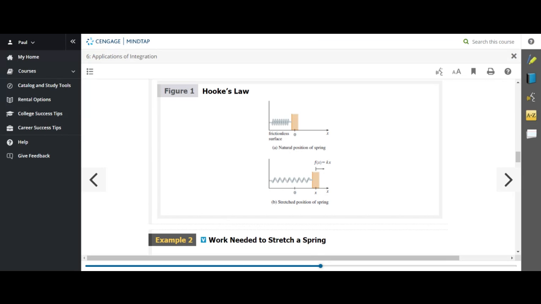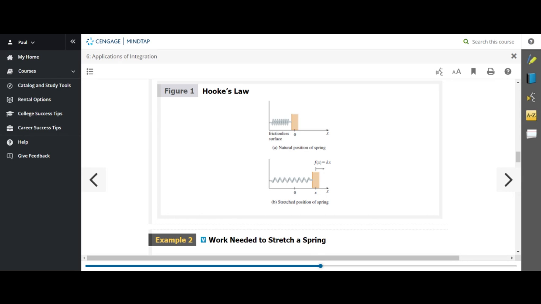So notice in picture B, how far is the spring stretched from its natural position? How far, based on the picture? X. That's right. It is moved a distance of x, and the force f of x is equal to k times x.